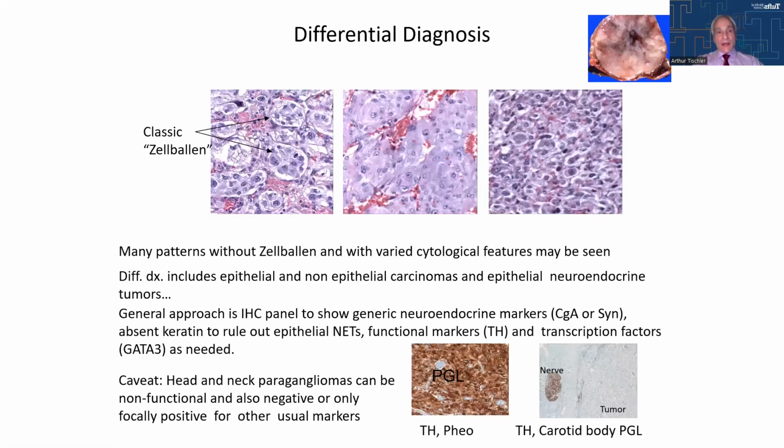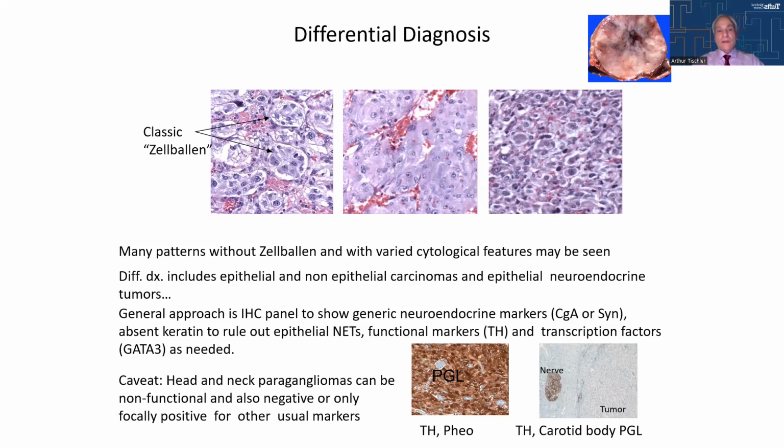For differential diagnosis, we know that in addition to the classic Zellballen pattern, there are many patterns without Zellballen involving cells of different sizes and different cytologic features. And the differential diagnosis is huge, and it can include epithelial and non-epithelial carcinomas. Especially confusingly, it may include epithelial neuroendocrine neoplasms.